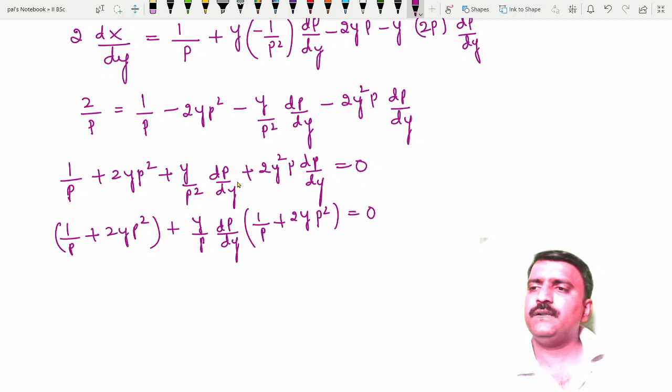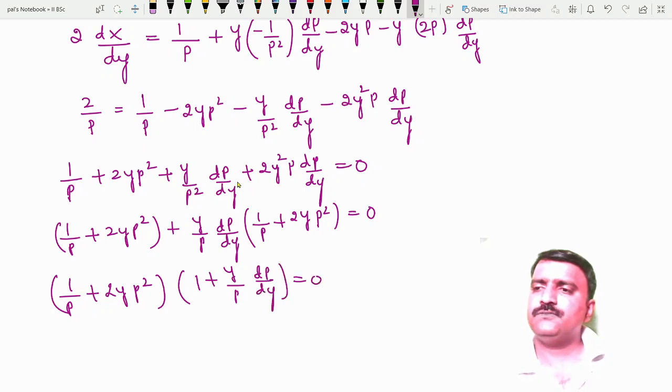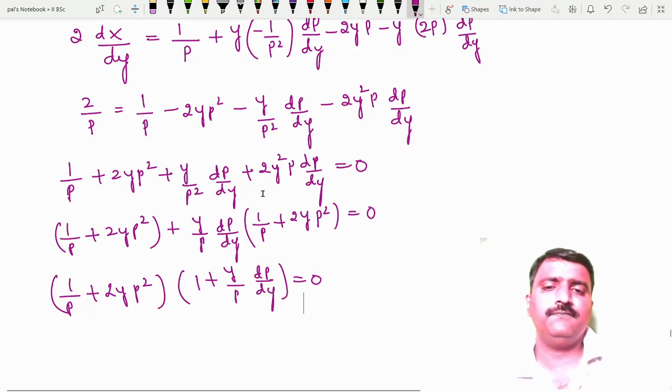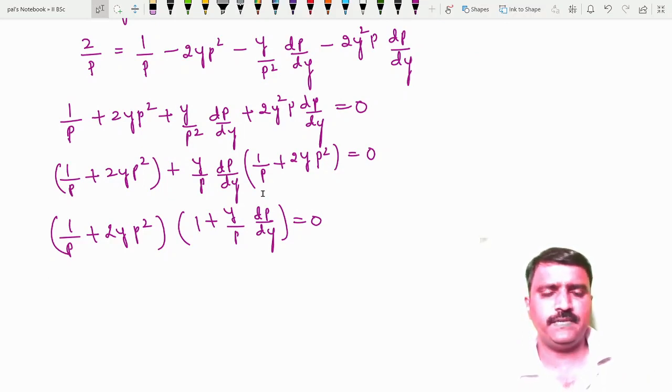Okay, so from these two terms you take 1 by p plus 2y p square as a common factor. Remaining here is 1 plus, remaining here is y by p into dp by dy, is equal to 0. So here the first factor does not consist of dp by dy. So you ignore the first factor.